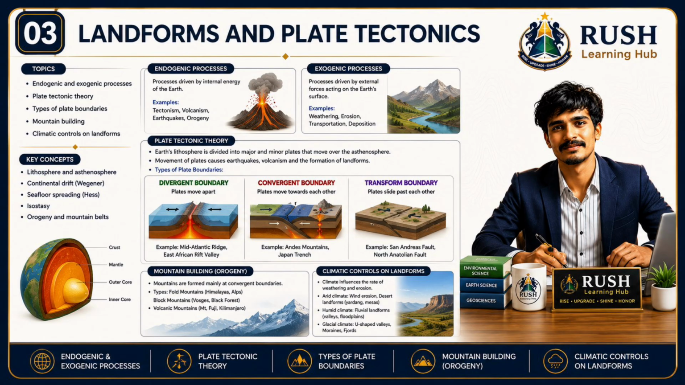For UGC NET examination, remember the important keywords associated with this topic. Lithosphere and asthenosphere. Continental drift theory proposed by Alfred Wegener. Seafloor spreading theory proposed by Harry Hess. Constructive, destructive, and conservative plate boundaries. Orogeny and mountain building. Climatic controls on landform development. These concepts are frequently asked in both NET and JRF examinations.